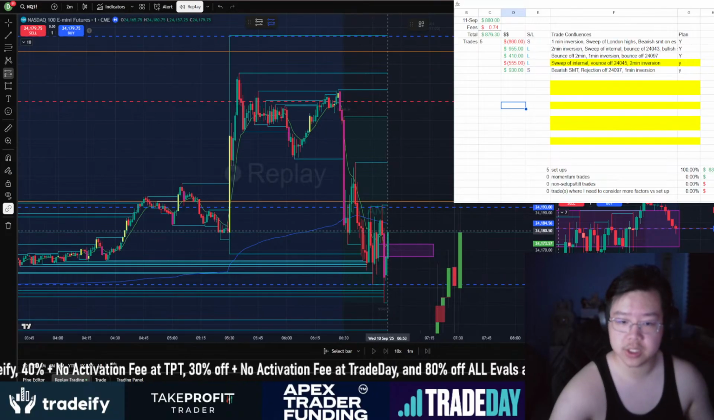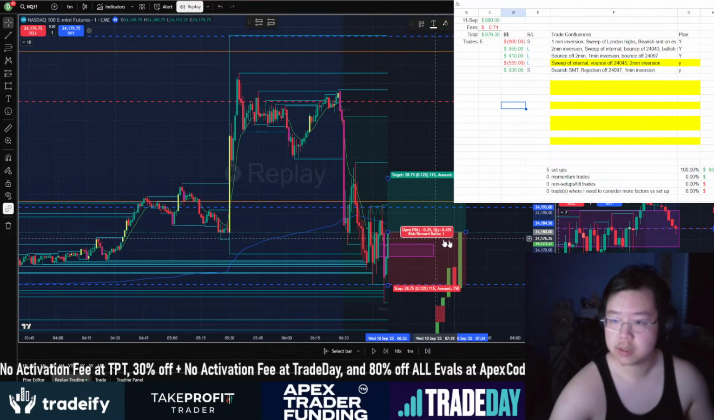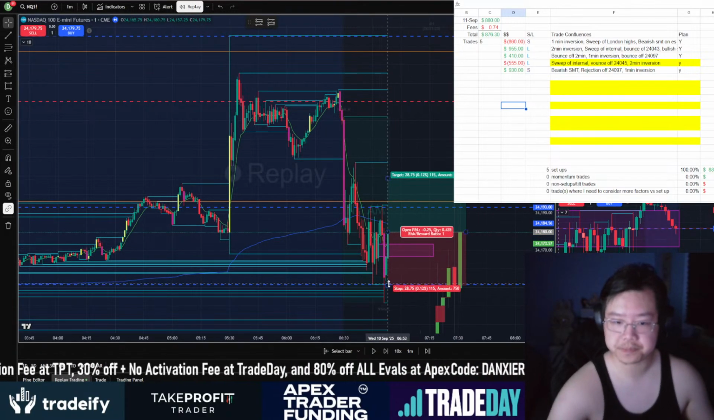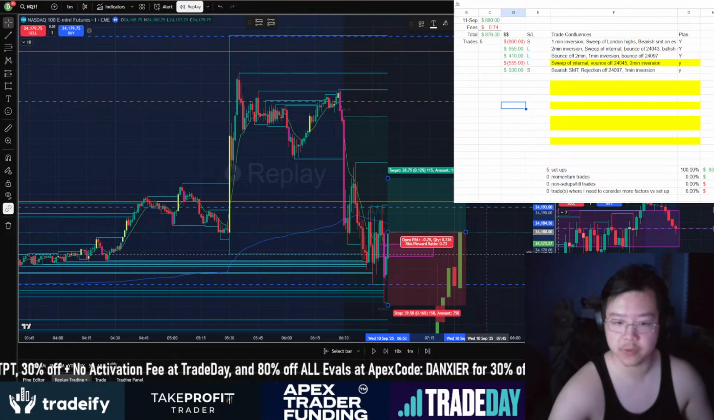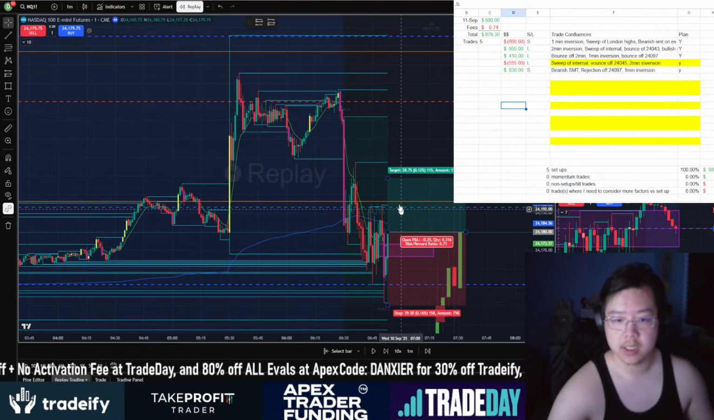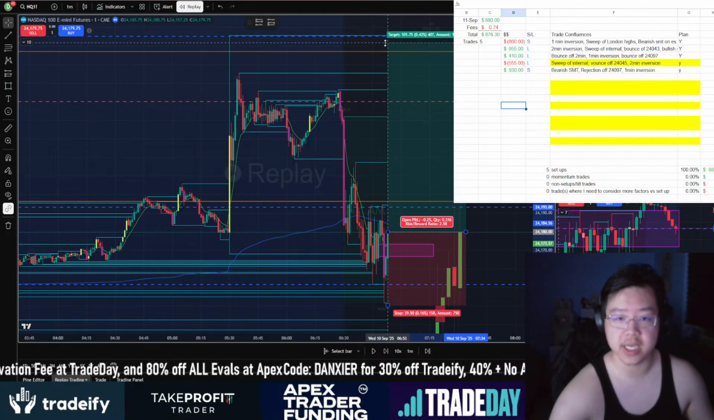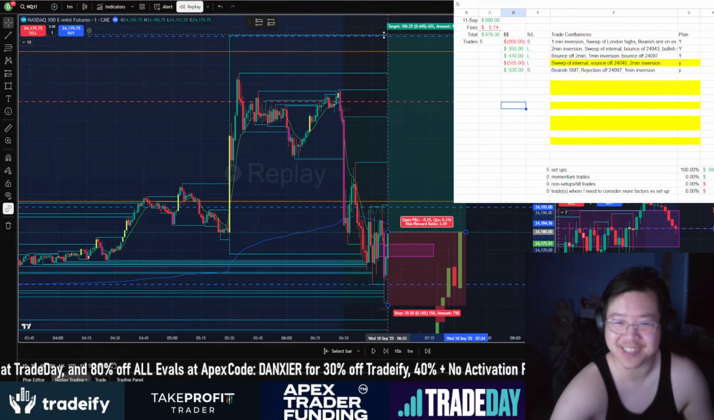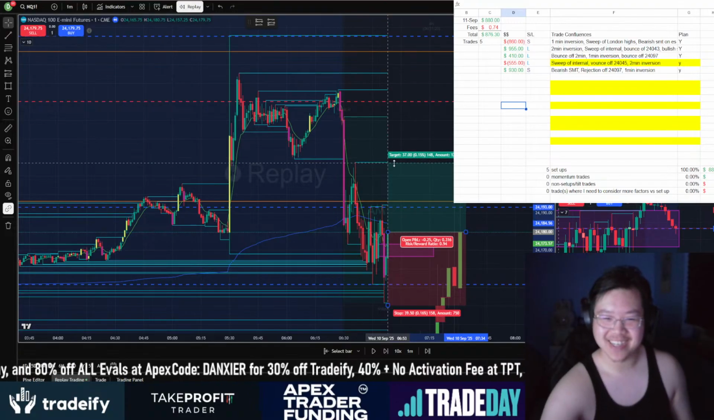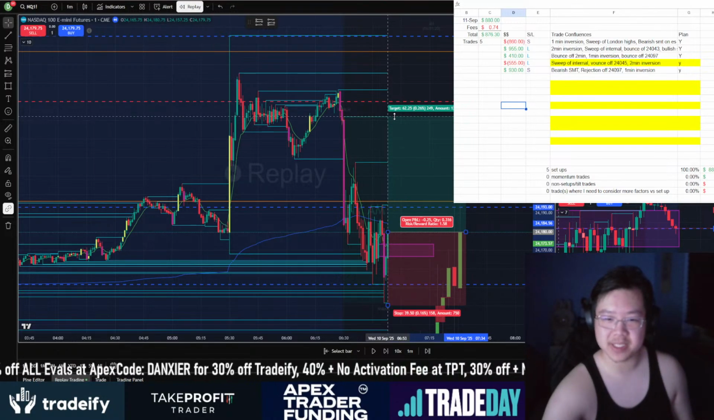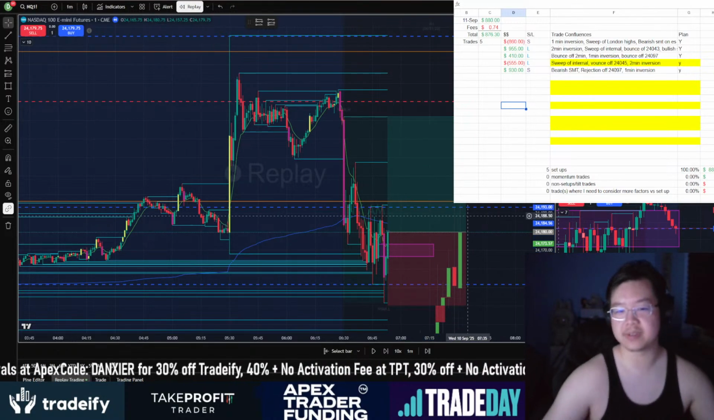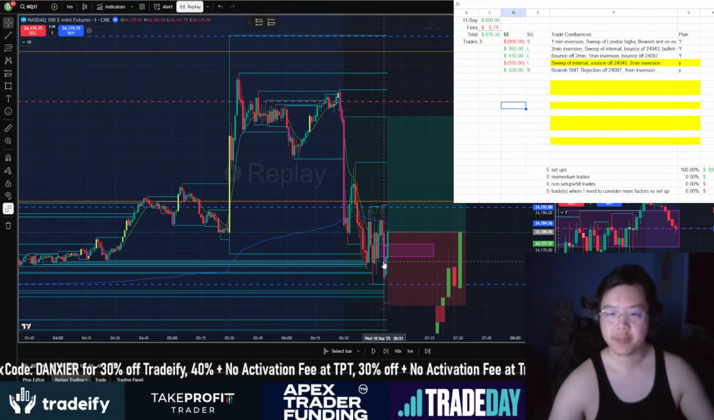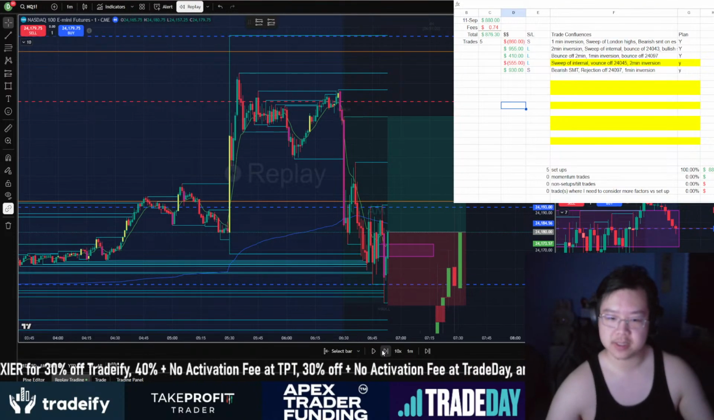Long position here. Stops at the low around 40 points. And then targeting data highs. That seems crazy. Break evens at 37. Probably just going for a 62, a little over 1-to-1. Let's see what happens. Play it through.